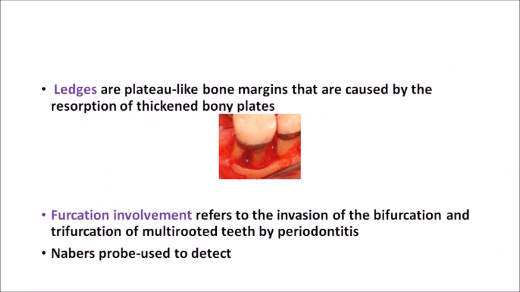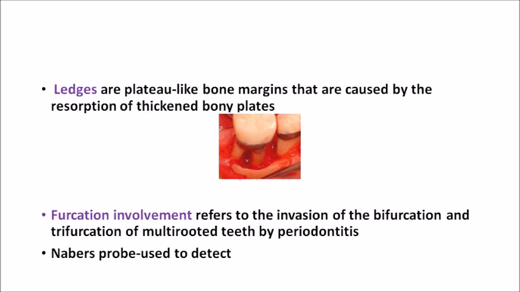Another pattern is ledge. Ledges are plateau-like bone margins that are caused by resorption of the thickened bony plates. So we already mentioned that due to buttressing bone formation or something, the bony plates get thickened. When there occurs resorption of these thickened bony plates, it will look like a plateau. So this is known as a ledge.